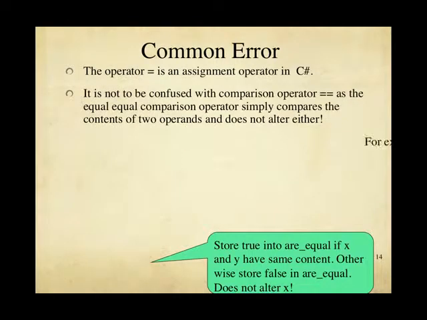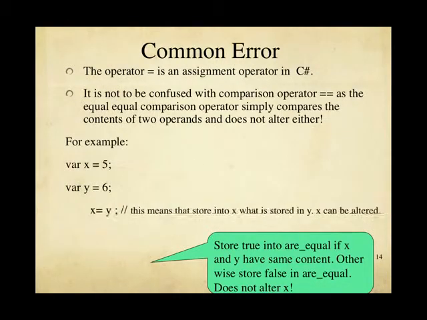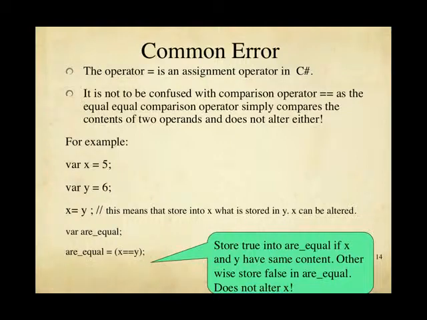One common error that is made is, let me get all this stuff here first. In C#, one equal sign is an assignment operator. And this should not be confused with the comparison operator equal equal, because the equal equal comparison operator simply compares the content of two operands and does not alter either. When you use equal, the left hand side is altered to become the same content as the right hand side.